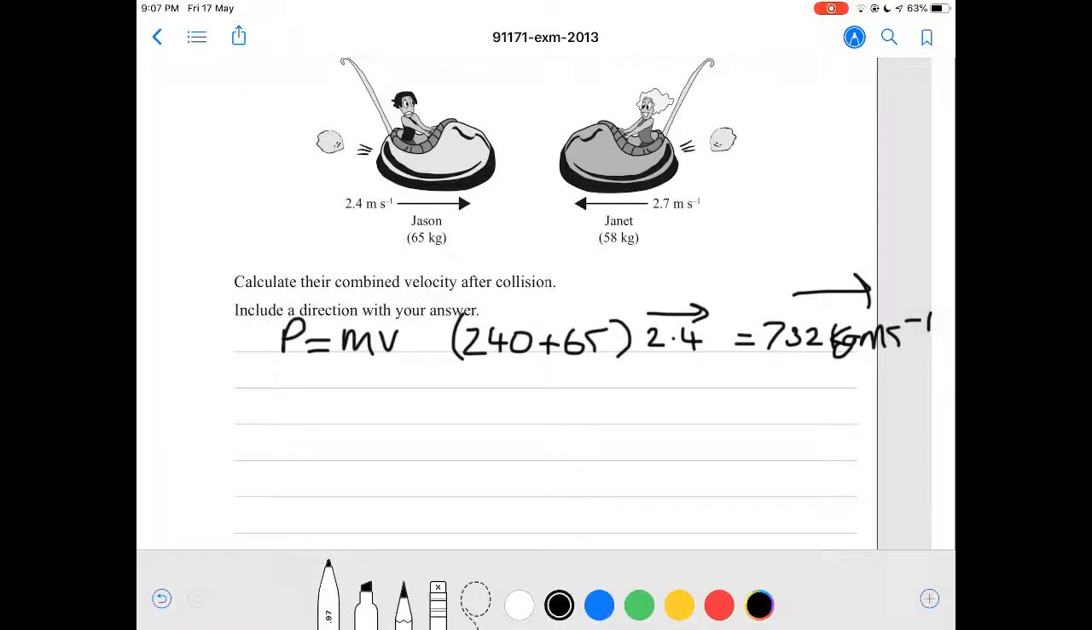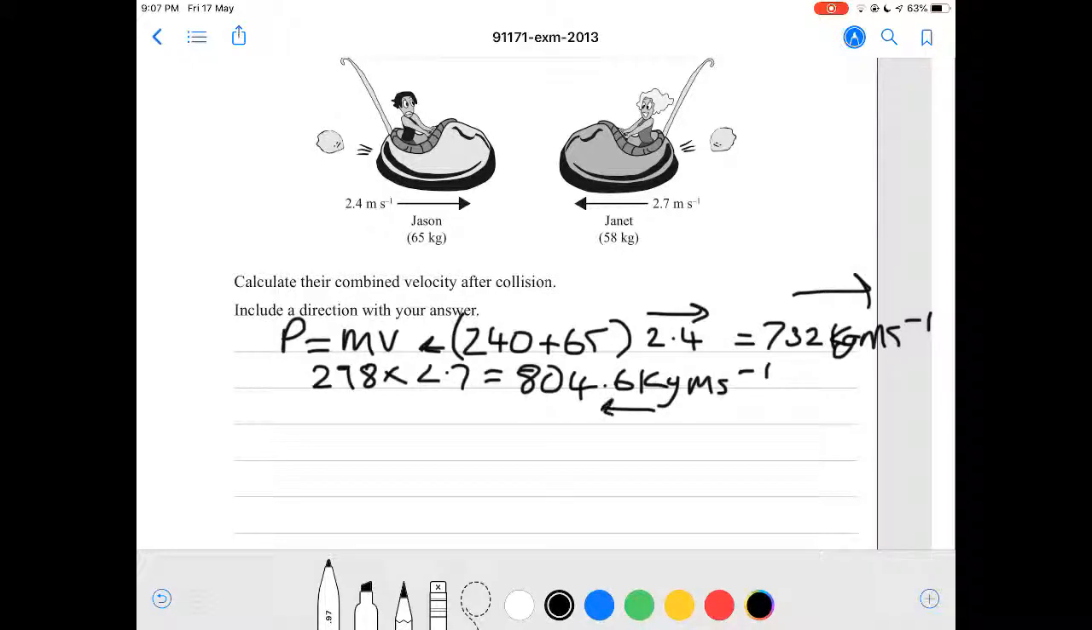So now we're going to figure out Janet's momentum. So that means I'm going to say 58 times 2.7. Well, not 58. I did it again, sorry. So 58 plus 240, that's 298, so 298 times 2.7, acting in this direction. That equals 804.6 kg m s^-1 acting in the left direction, okay?